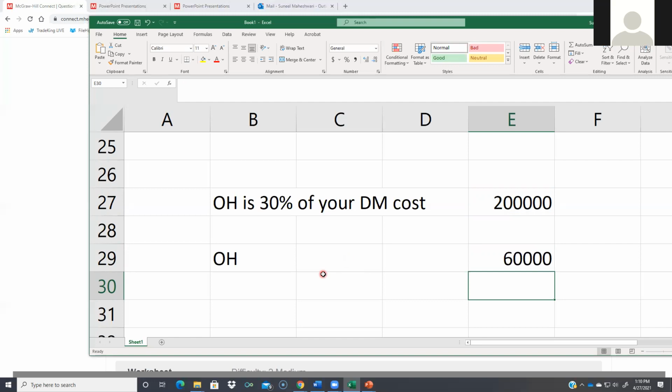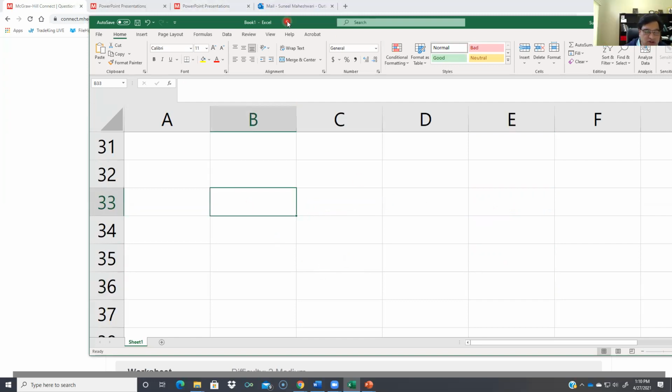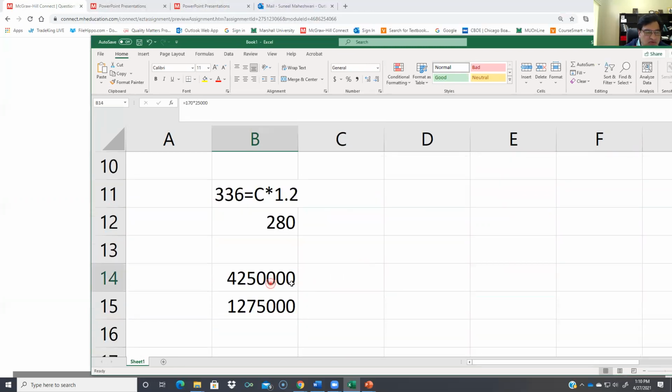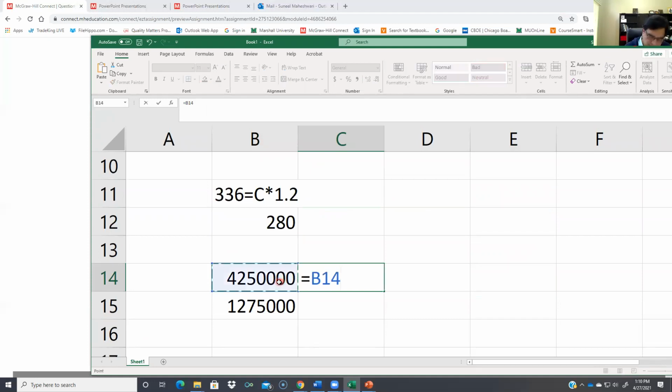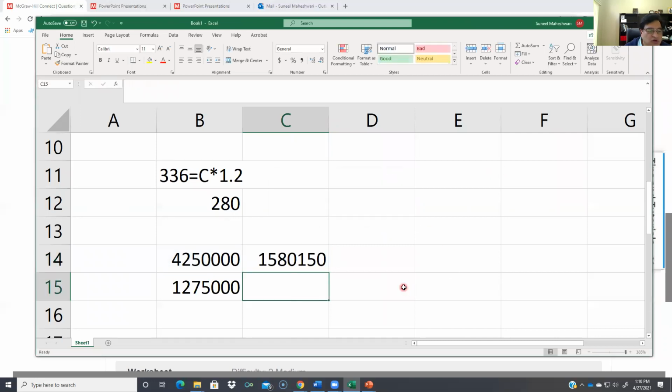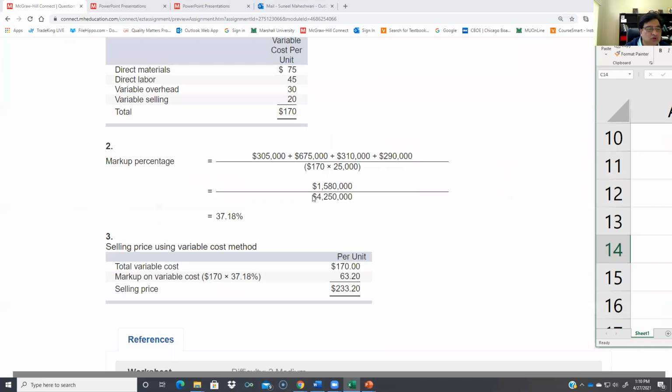Yes. So in this case, your overhead charge is 37% of your variable cost. Your variable cost is 425, and 37% of that, I think 37% or something, 37.18% will be 1580. Do you see that? That 37% of this will give you the same number as this. Yes. That's all it is.